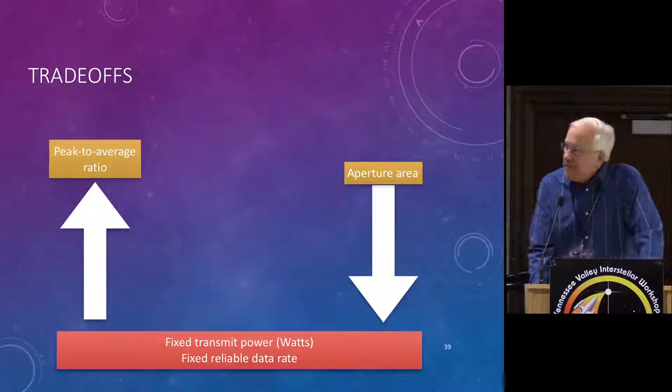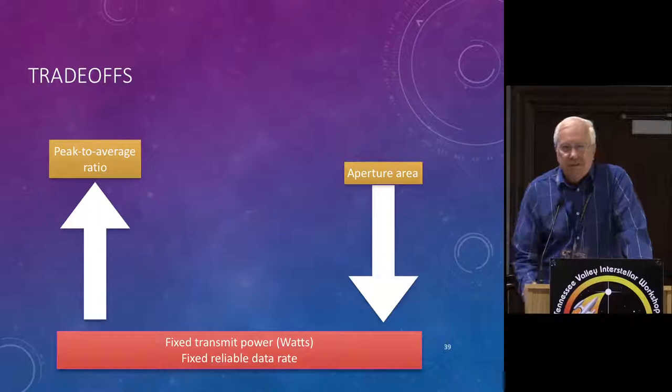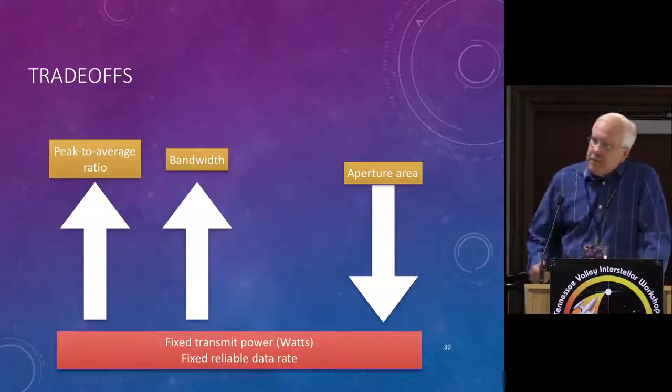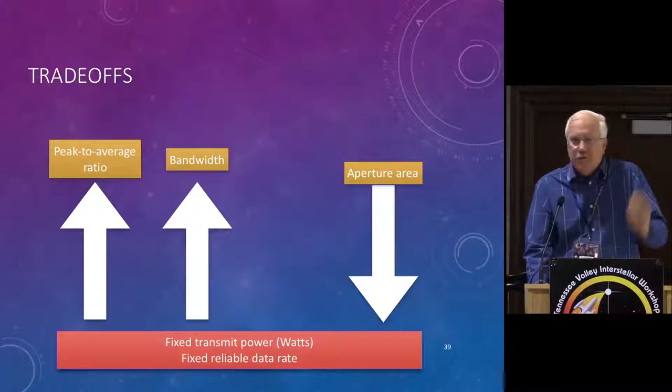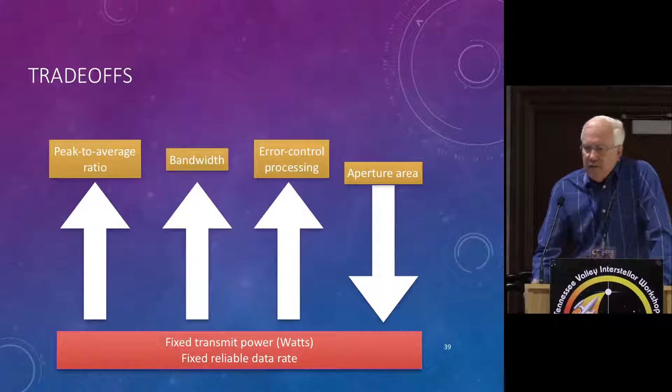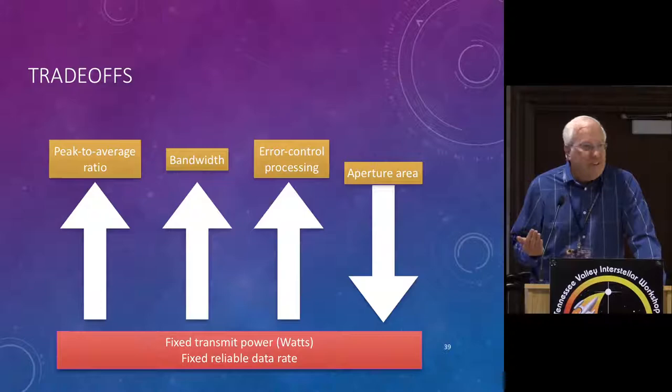We want to increase the peak-to-average ratio in the transmitter, which is a job for the electronics and photonics designers. We'd like to increase the bandwidth of the system, but the bandwidth here is still going to be very narrow at optical wavelengths, on the order of 10 kilohertz. And we'd like to incorporate error control processing. The key term there is processing, because that means there needs to be processing power in our spacecraft for doing that.